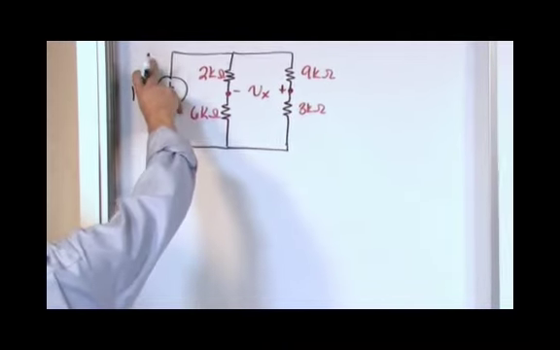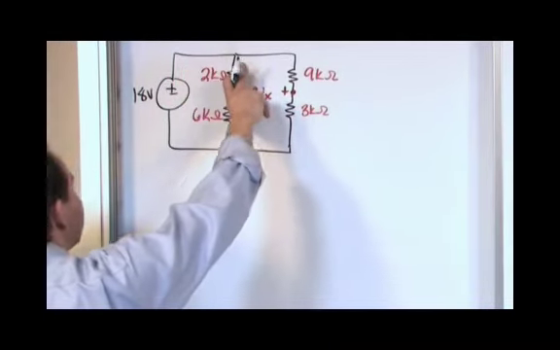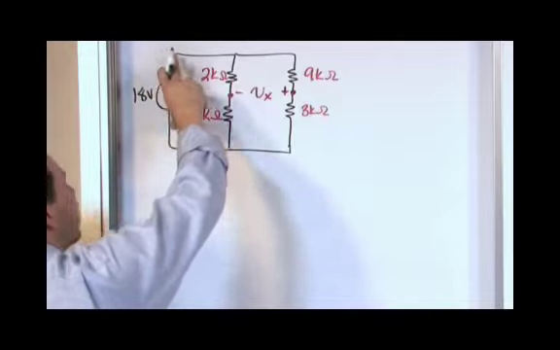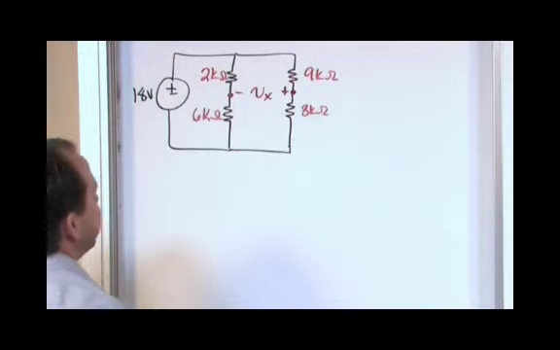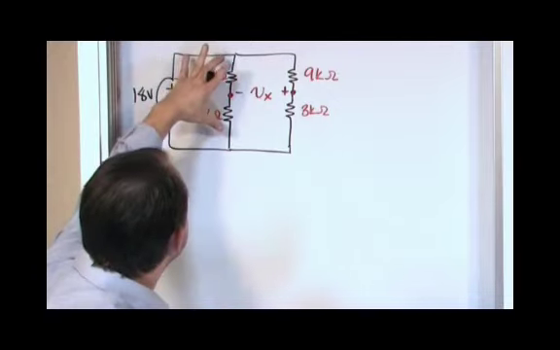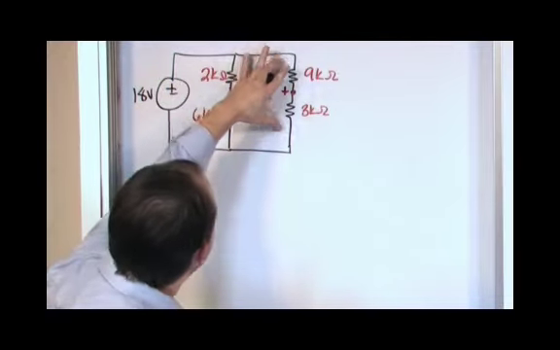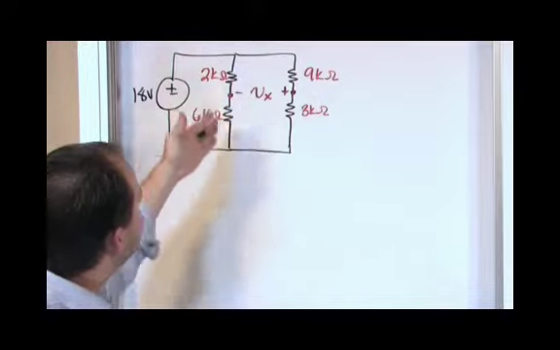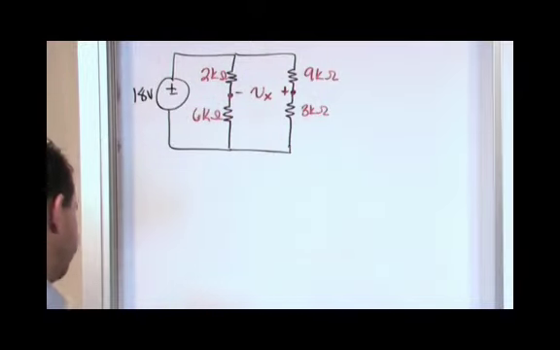Notice what we have here. 18 volts connected across these two resistors. This same 18 volts is also connected across these two resistors. So these two guys are really in parallel. This 18 volts is across here. This 18 volts is also across here. So I can do two voltage dividers, really.